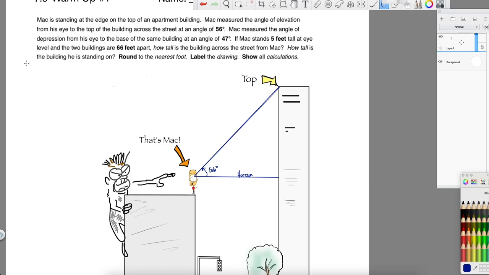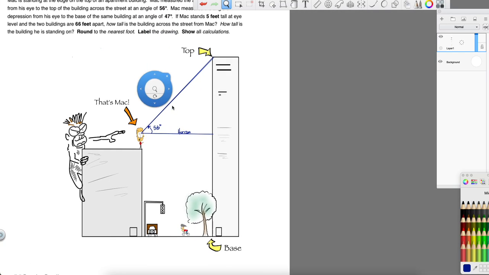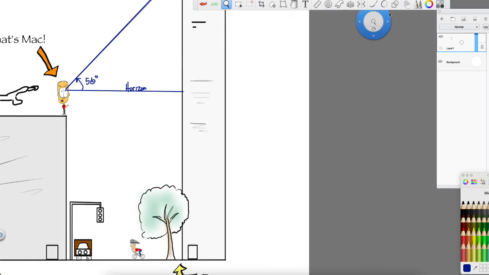Mack measured the angle of depression from his eye to the base of the same building at an angle of 47. Okay, so for angle of depression, same thing. We go from the horizon looking down. So this angle is 47. By the way, this is not to scale at all. So we see that this angle looks bigger than the 56, but that's okay.